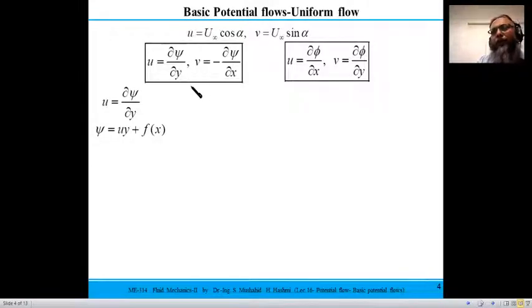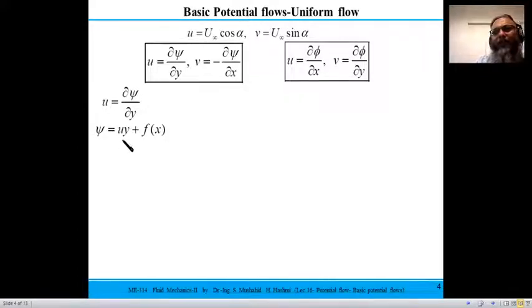This is true everywhere. Whenever you know the stream function, by differentiation you get the velocity component. If you know the velocity component, you have to integrate to get your stream function. The same is true with the velocity potential function. If you know the velocity and have to work out the potential, you integrate. If you know the velocity potential function, you differentiate to get the velocity component.